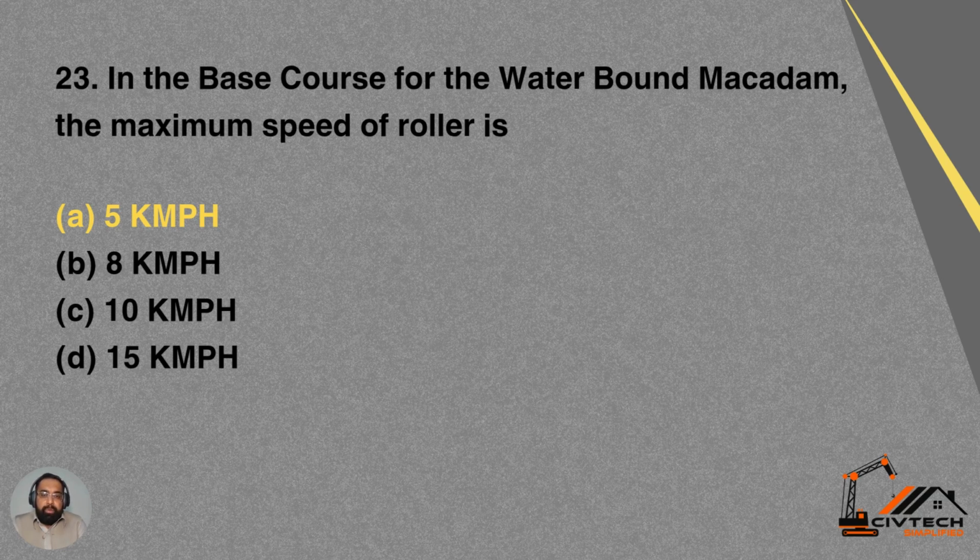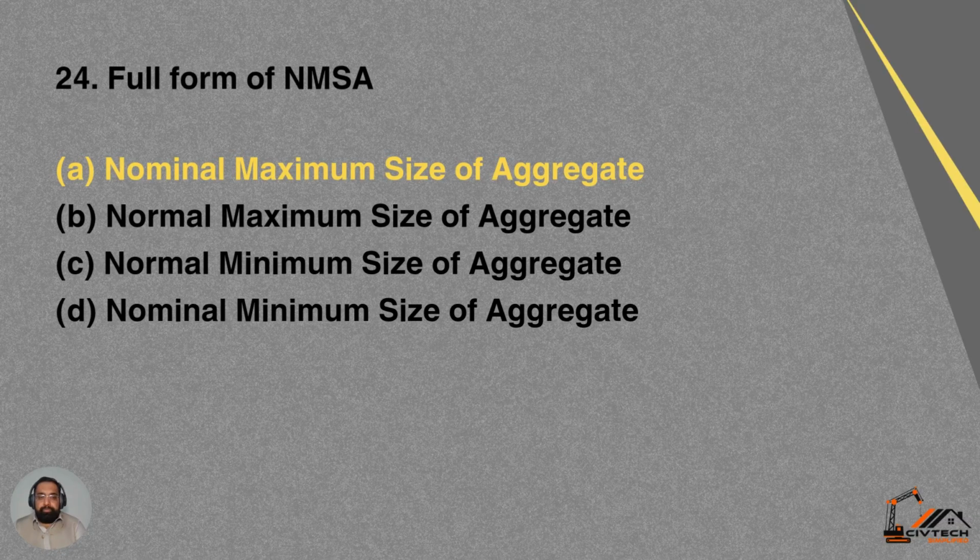Question 23. In the base course for the water bound macadam, the maximum speed of roller is: option A, 5 km per hour; option B, 8 km per hour; option C, 10 km per hour; and option D, 15 km per hour. So A is the correct answer for this question, 5 km per hour.